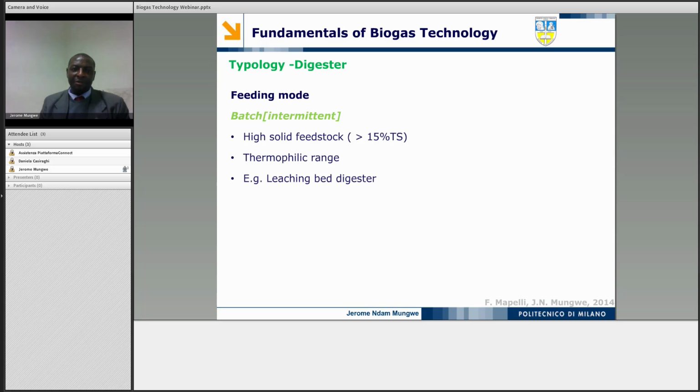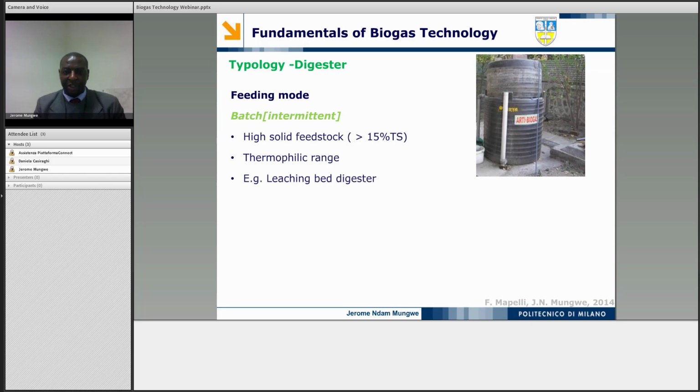We can also classify digesters in terms of the feeding mode. Here we have the batch type, where the feeding is done once, and then the feedstock is allowed to decompose to an extent, and then the digester is completely emptied and refed again. Such designs are favorable for thermophilic range operation.